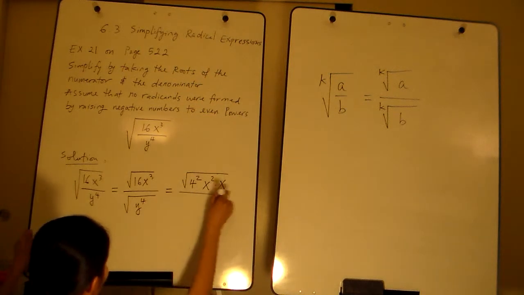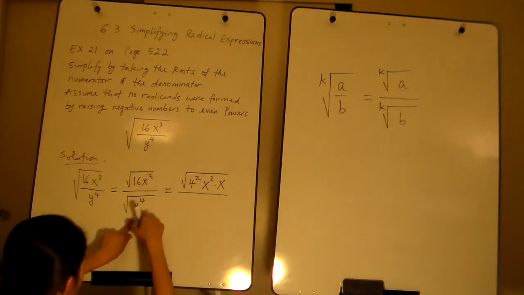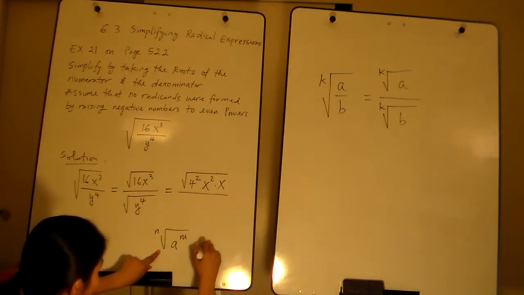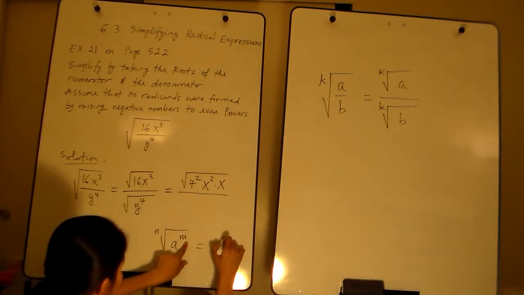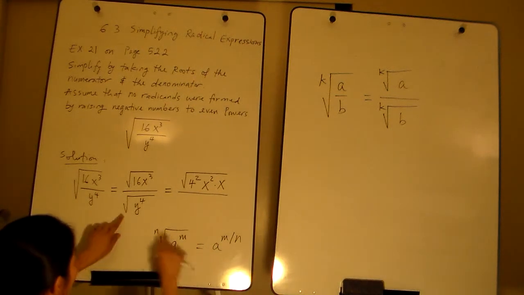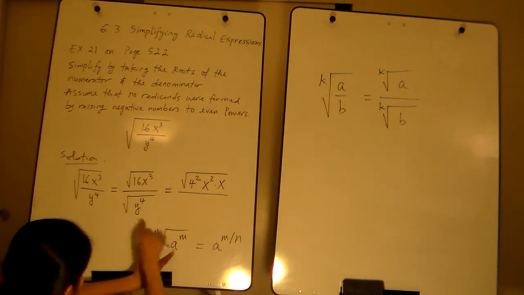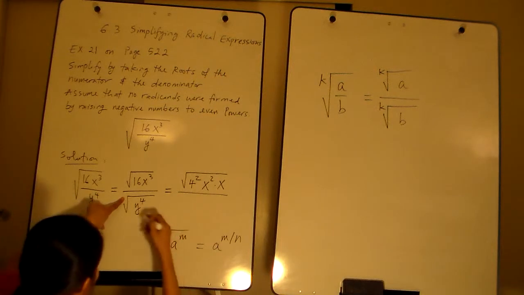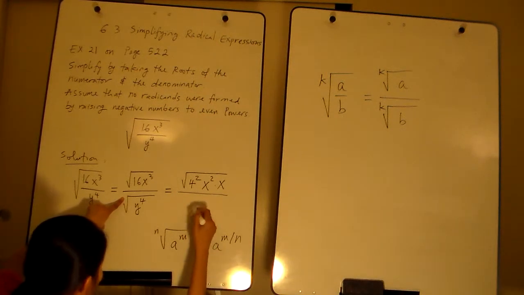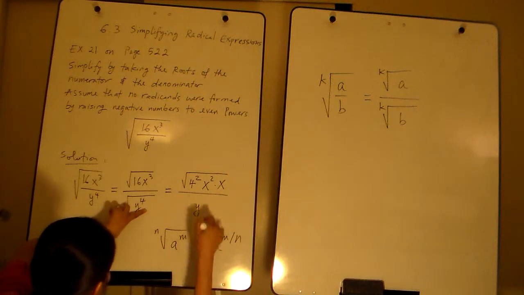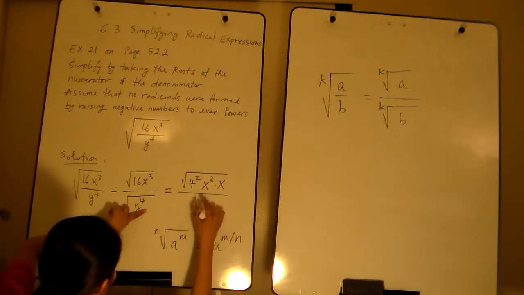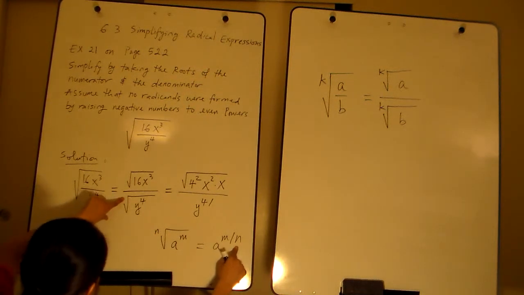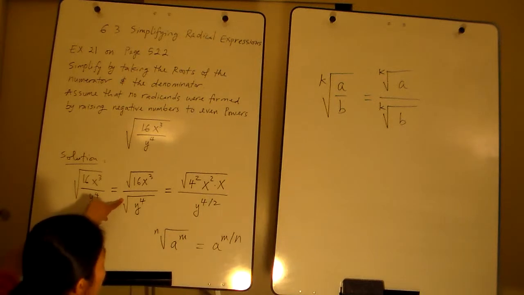For the denominator, we can simplify this using the rule a raised to the m divided by n that we learned earlier. So a is y right here, m is 4, and n is 2 because this is a square root. So you can simplify this to y raised to m, which is 4, divided by n, which is the root index right here. We have a square root, that means it's 2.